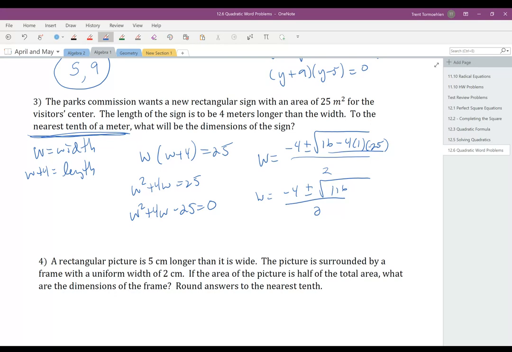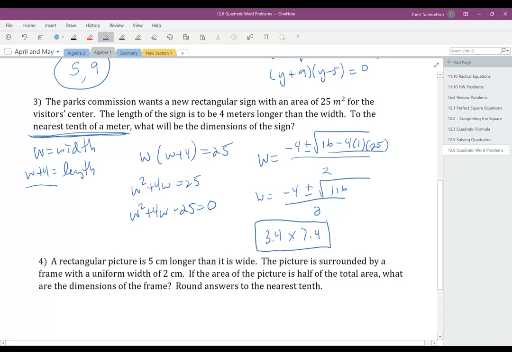And so it says round to the nearest tenth of a meter, and so that's going to give me 3.4 meters. And so what are the dimensions of the sign? 3.4 by, well, 3.4 plus 4 is 7.4. And that gives me the answer.